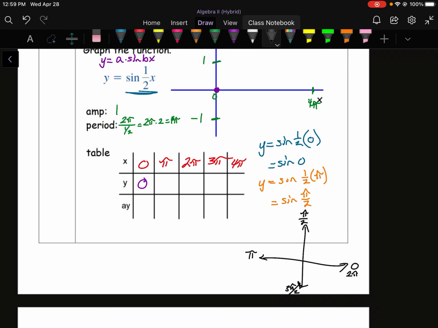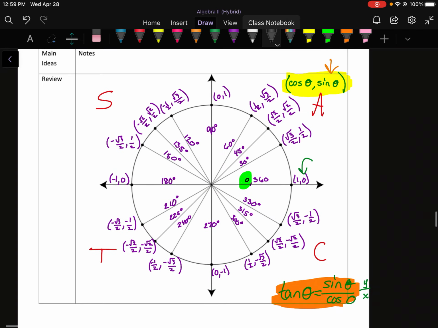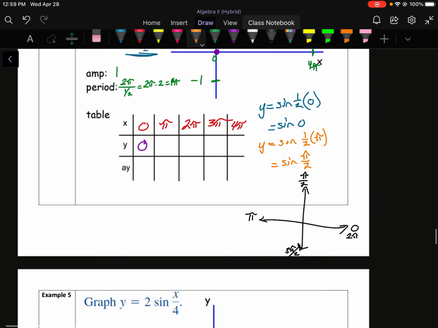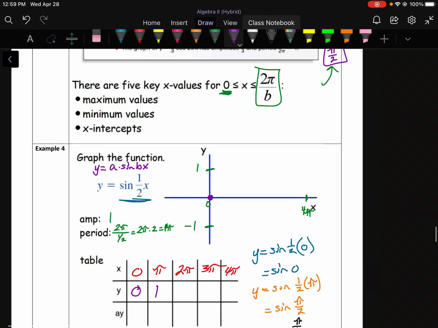So sine of pi over 2 would be 90 degrees. And if you look at 90 degrees here, the sine value is 1. So we're going to plug 1 in here. I forgot to split my graph up here. So I have 4 pi, in the middle was 2 pi, in between 0 and 2 pi was just pi, in between 2 pi and 4 pi is 3 pi. So at pi, I'm up at 1. So put a little dot there.